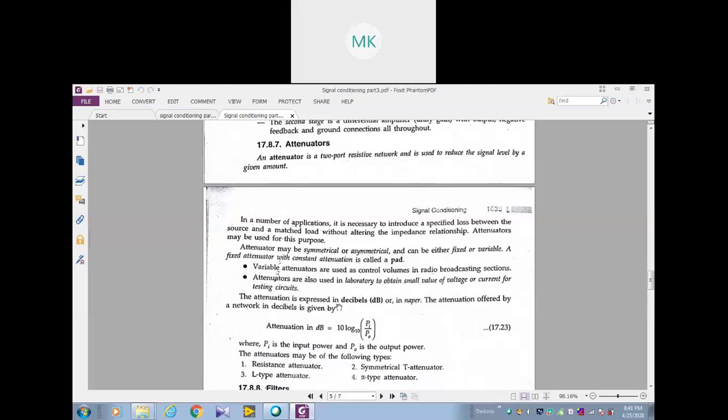Now, attenuation is expressed in decibels or in nepers. The attenuation offered by a network in decibels is given by: attenuation in dB equals 10 log of P1 by P2, that is input power divided by output power. That is attenuation in dB.